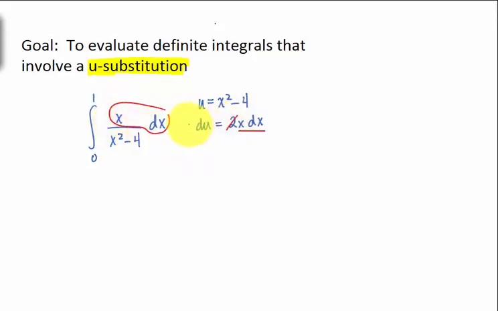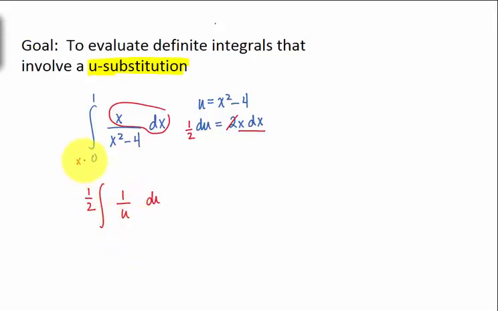So we're going to put that 2 on the other side. We can replace the x dx with a 1/2 and a du. I'm going to put the integral right here, so factor out that 1/2. And then the x squared minus 4 is our u, so I have 1 over u du.